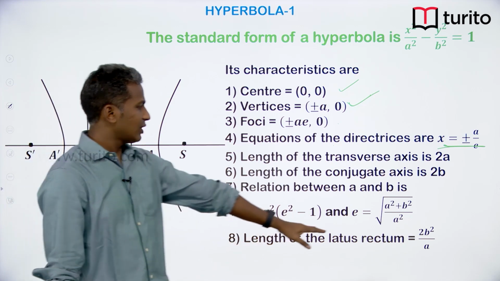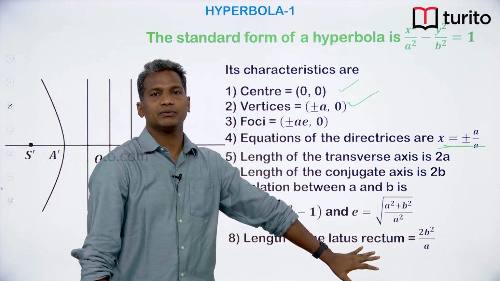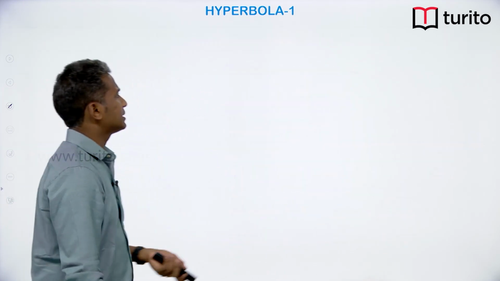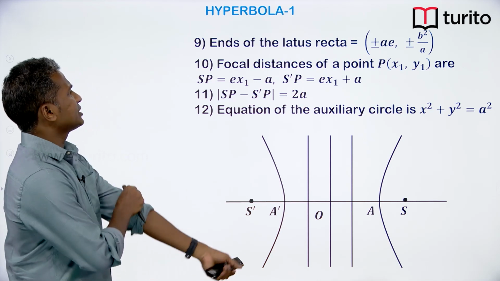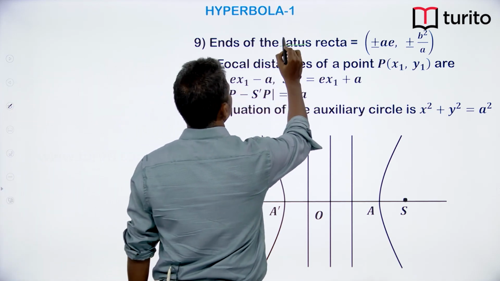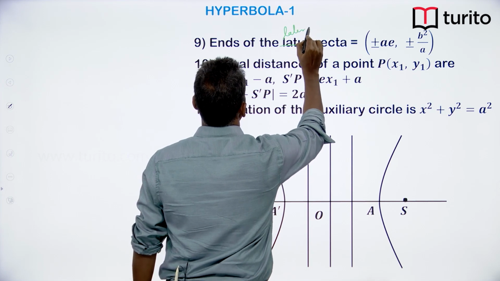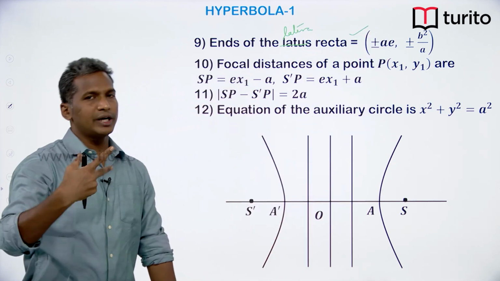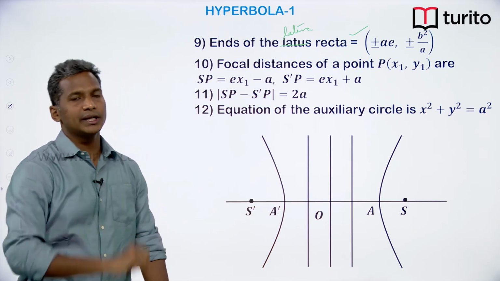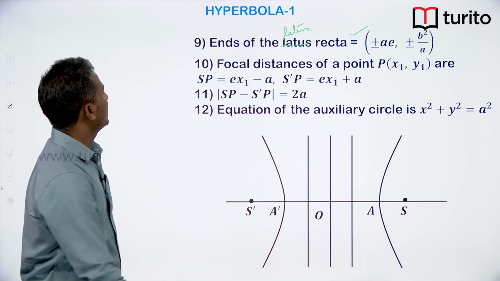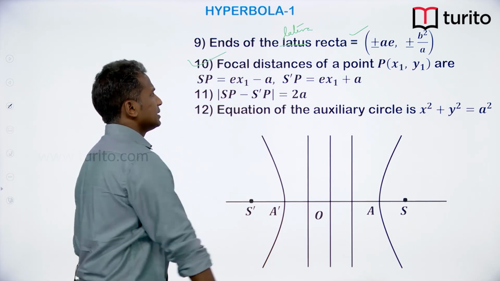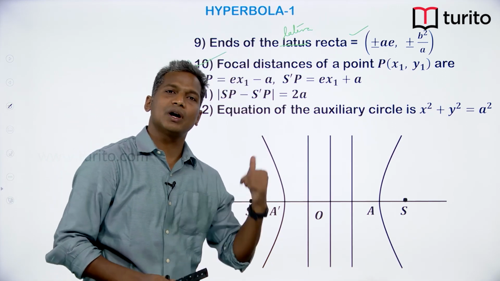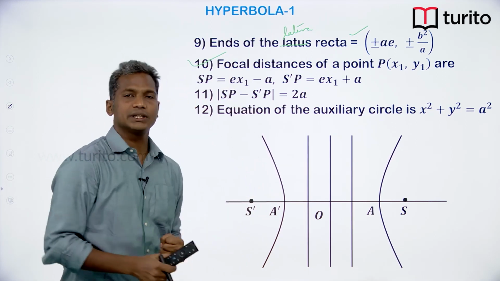Next, the length of latus rectum is 2b square by a. We have understood this. Next, the ends of latera recta. We have understood the ends of latera recta, we have also derived two ends, so the other two ends can also be derived in a similar manner. Next, focal distance. Just like the ellipse, here also you have one formula for focal distance.